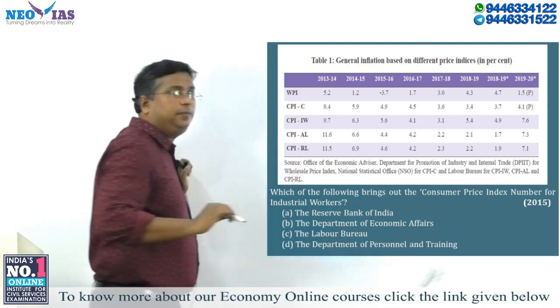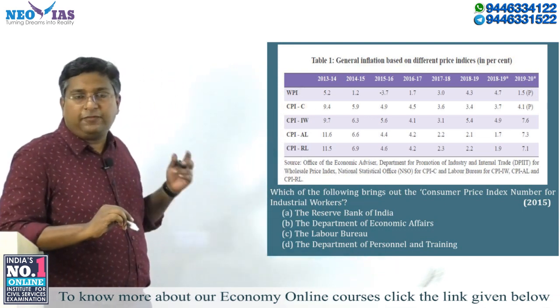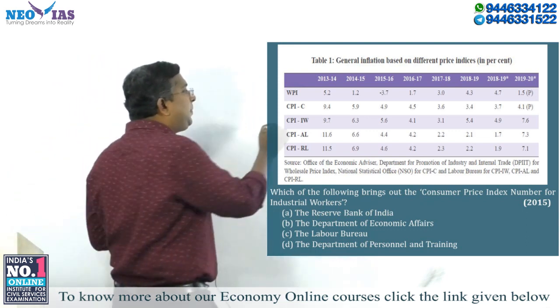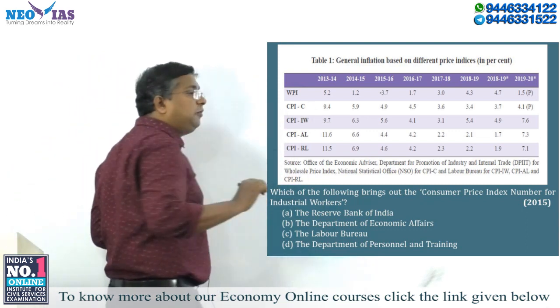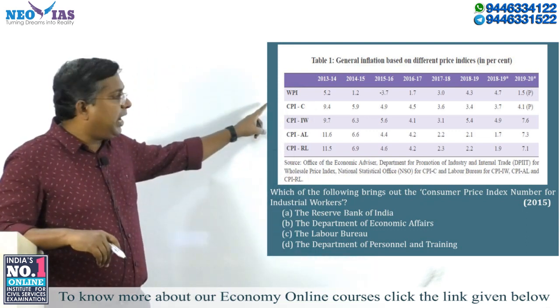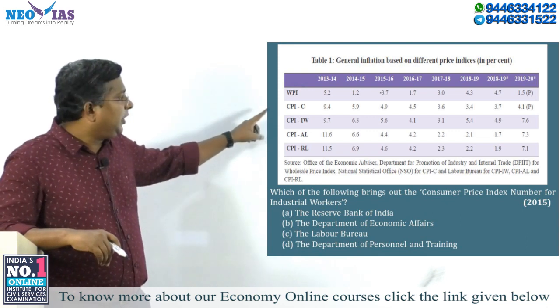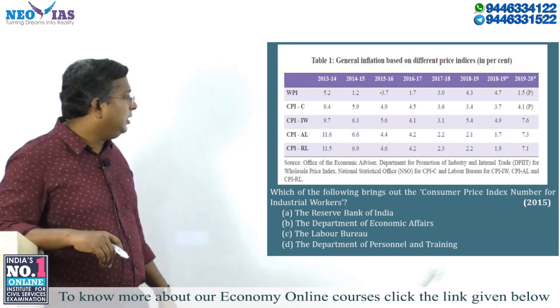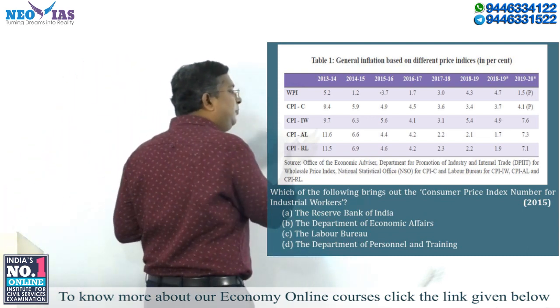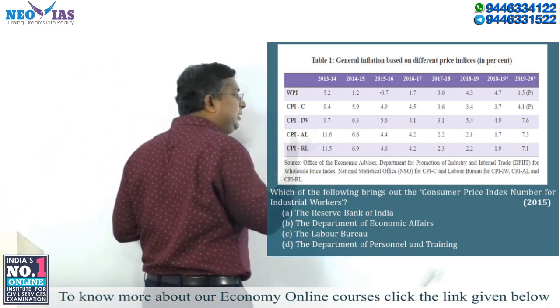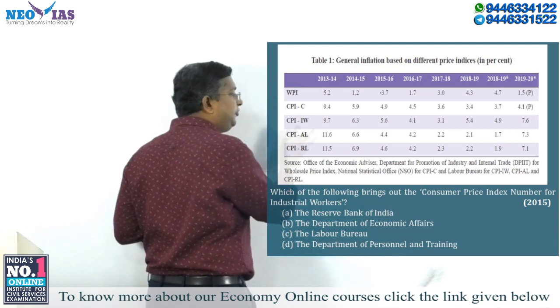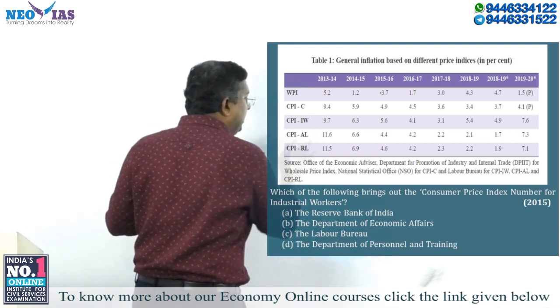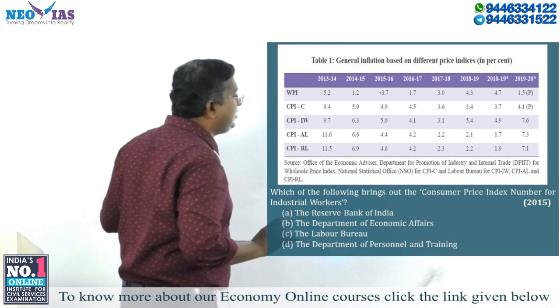Wholesale price index, where India's wholesale inflation is measured. Consumer price index combined, which is our main inflation indicator, okay, where RBI looks into this inflation index only, consumer price index combined. Then we have consumer price index for particular categories of people, like consumer price index for industrial worker, agricultural labor, rural labor, etc.